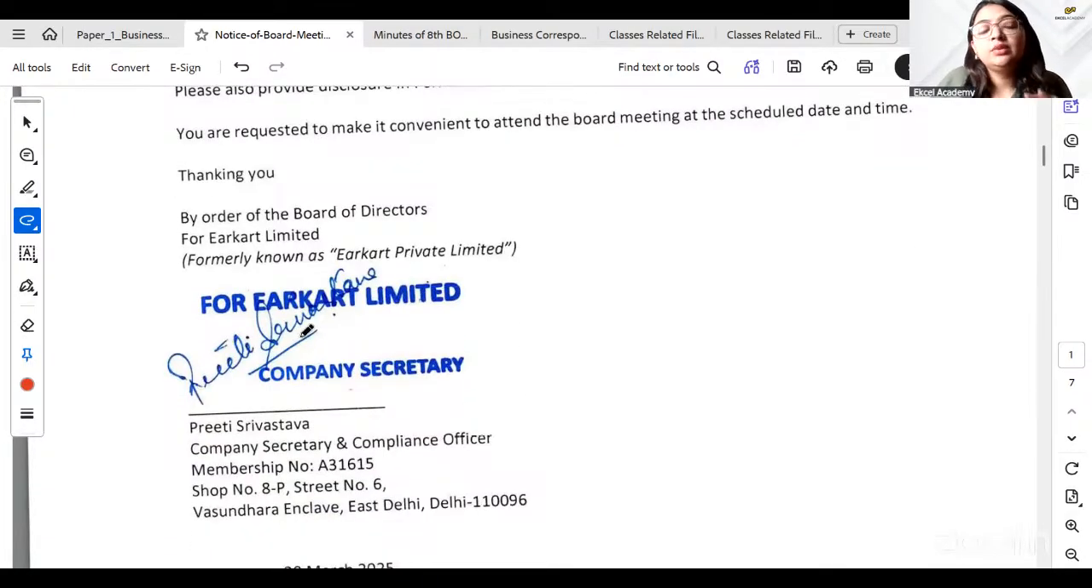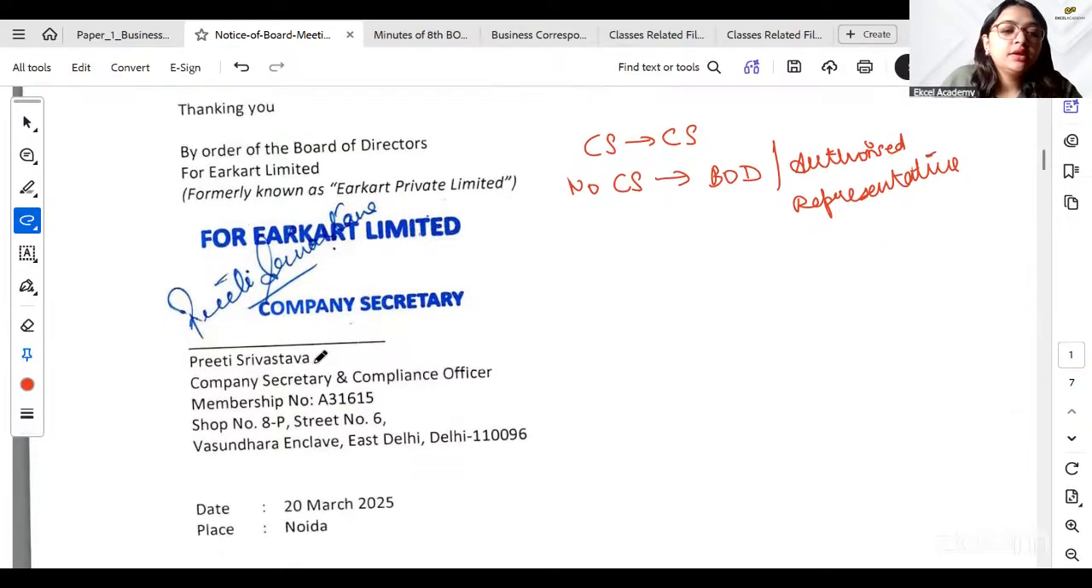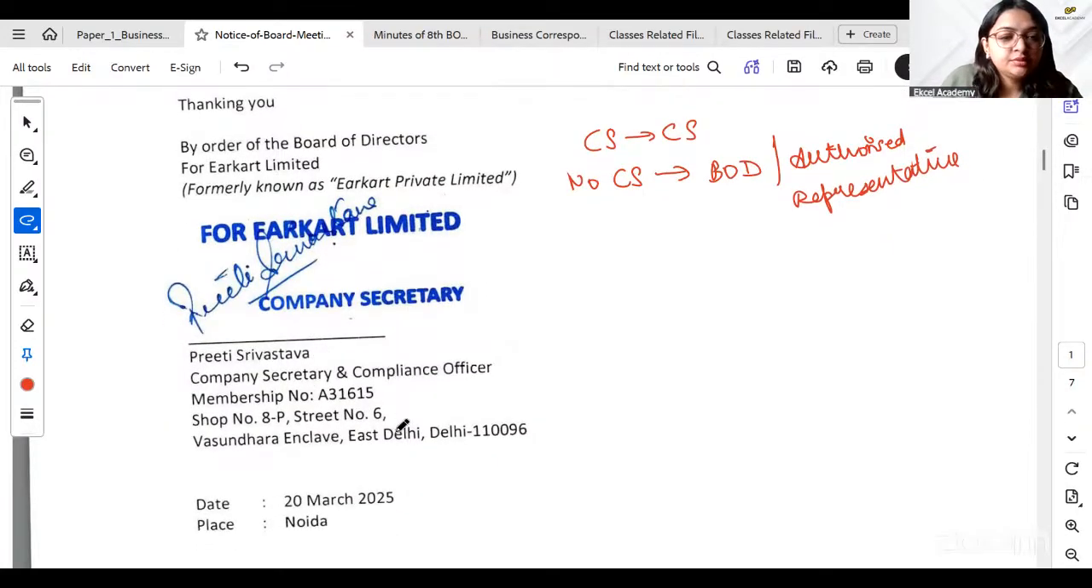Who did we say will send across your notice? Your secretary, right? So this company has a company secretary. So the notice is going to be sent by the company secretary, right? So if a company has a CS, the CS sends a notice. If the company does not have a CS, then one of the members of your board of directors or your authorized representative, any other person who is authorized, can send across your notice to your board of directors. All right. So now this person, again, they have written their membership number, their address.